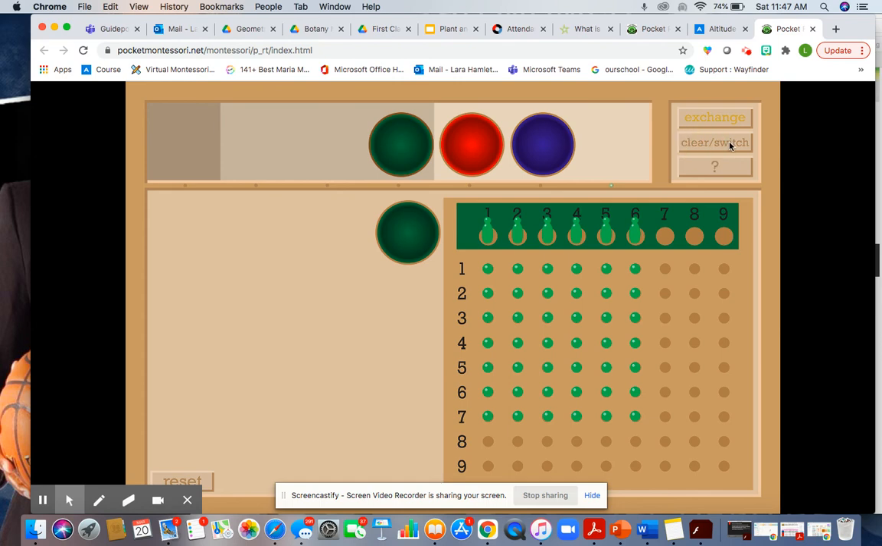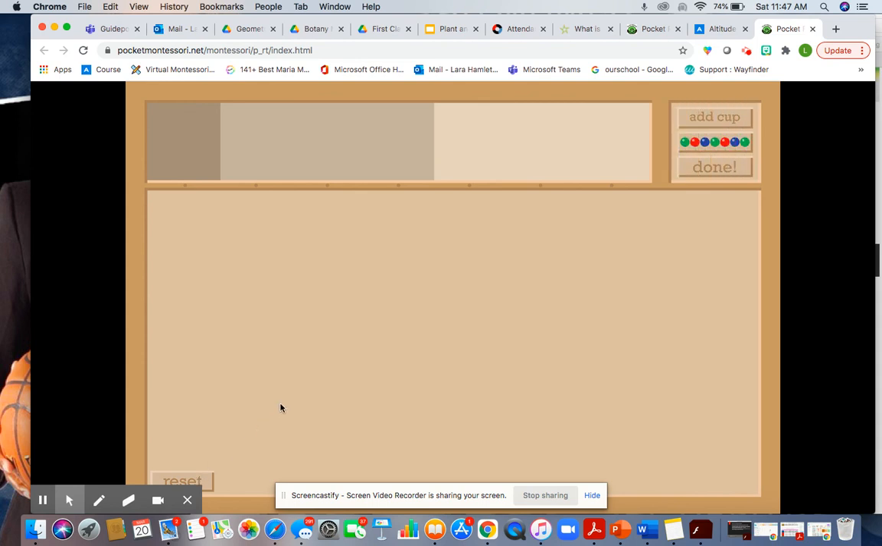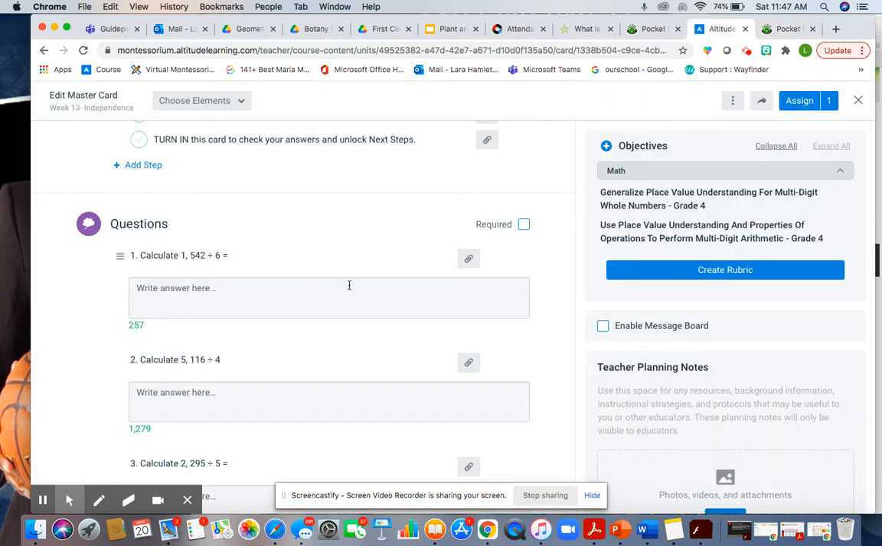With all of them finished, I can click Clear and Switch, and you'll notice that it's letting you know you have finished the problem. Making sure that you have your answer recorded in your notebook for the problem, you can click Reset and begin again for your next problem. Once you have all of your answers written in your notebook, you can then go back into your Altitude card and type them in the answer box before submitting this work.